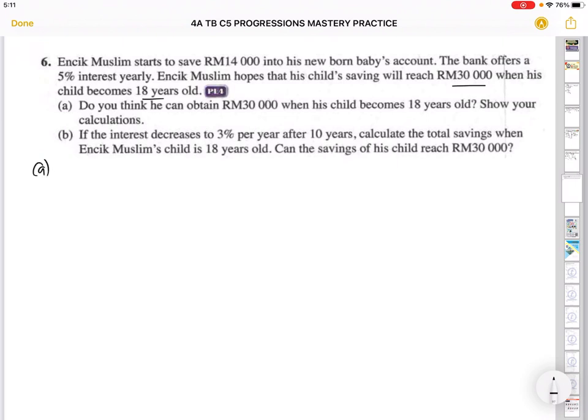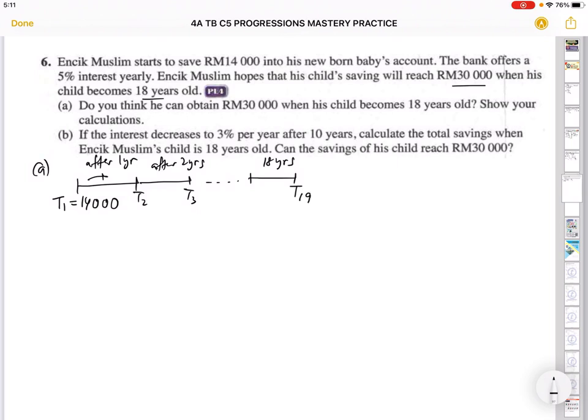Alright, so one thing about money when it comes to interest, right? You understand that the time we put in the money, the starting time is D1, 14,000. You put it at the beginning of the year. So when you say after 1 year, it's actually D2. It's not D1. After 1 year, it's D2. After 2 years, it's actually D3. Now, after 18 years, it's actually D19. Okay, so we know that the common ratio will be, if you increase by 5%, you get 105 on the second year. The first year is always 100%, so my common ratio is 1.05, right?